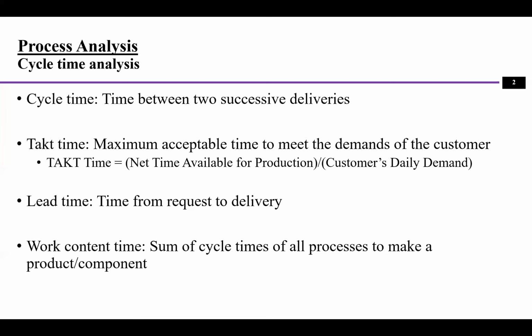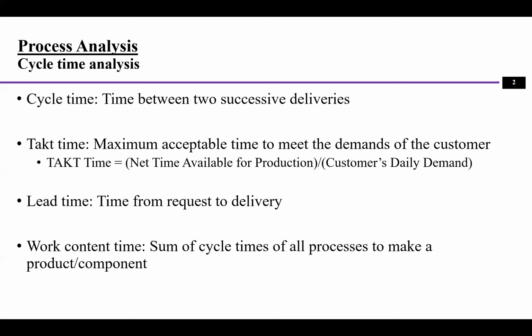And the work content time is the sum of cycle times of all processes to make a product or component. So you need to make a clear distinction between work content time and cycle time. Cycle time means how often you can make one product, right? And the work content time is all the necessary steps, all the necessary task times added up together to finish one product, right? So this is the work content time.